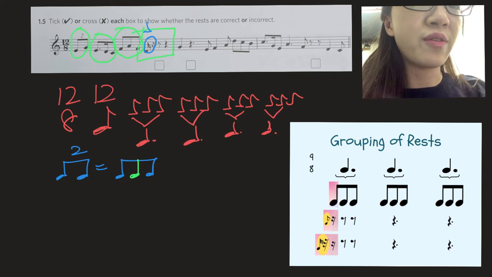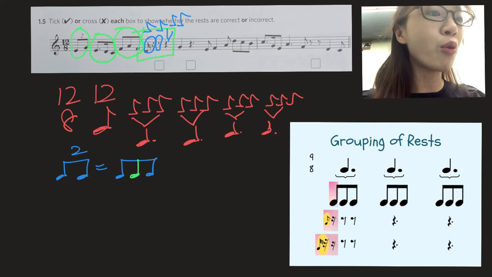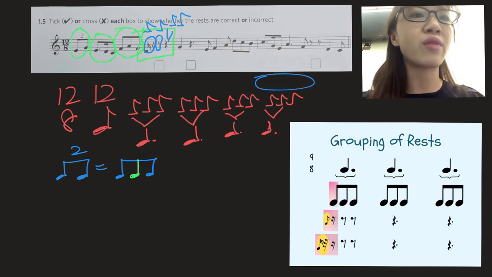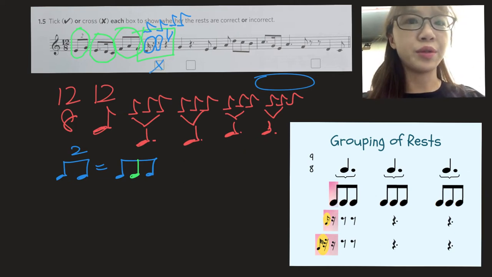This gives you 1 quaver. This gives you 1 quaver. Yes, but the crotchet here gives you another 2 quavers. In this case, you have extra because they give you 4 quavers, which is not correct. You need to just get 3 quavers. So this is not correct. Put a cross here. Continue on.